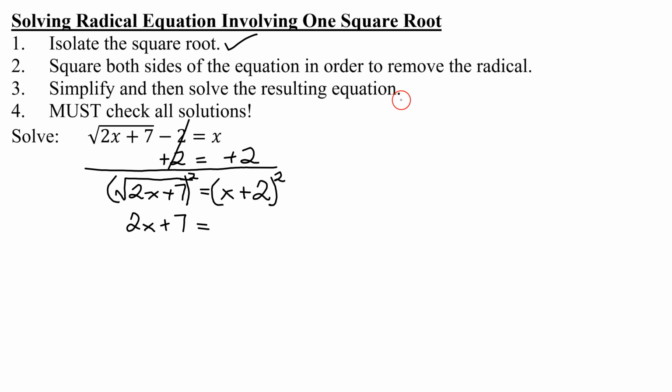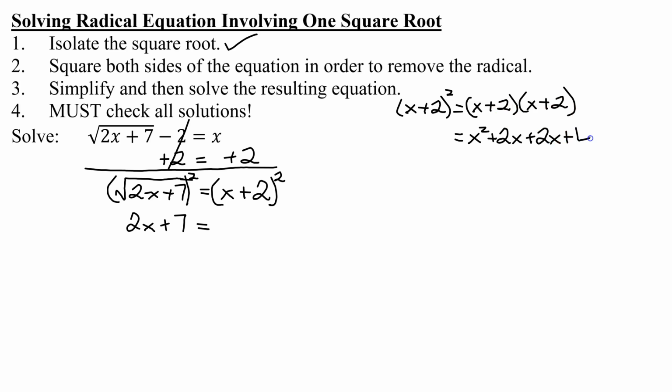There's two different ways of doing this. I'm going to show you both of them. The first one goes back to basics. What does x plus 2 all squared mean? It means x plus 2 times x plus 2. So I have two binomials multiplied together. How do we do that? By FOIL. So first, x times x is x squared. Outer, x times 2 is plus 2x. Inner, 2 times x is plus 2x. And last, 2 times 2 is 4.